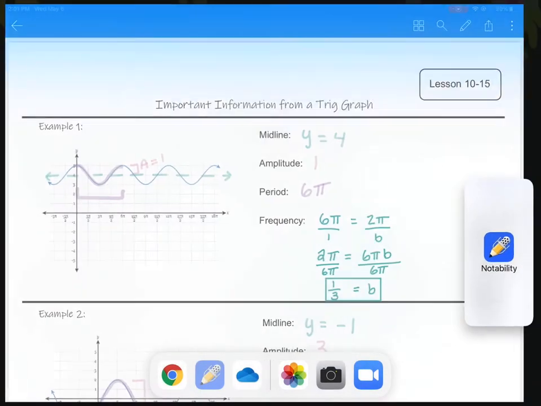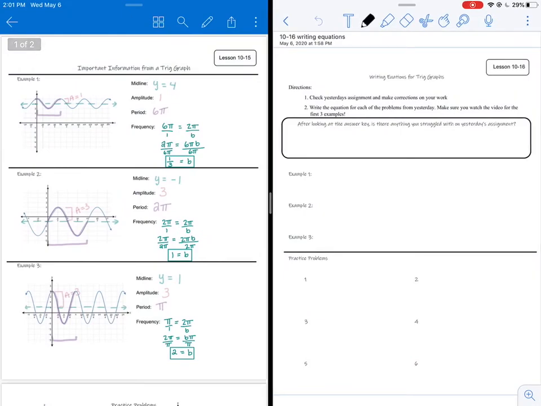Now, for today, what we're going to do is not do new problems. We're going to work on these same problems, but we're just going to add on to it. So for today, we are going to write equations for these trig graphs. So let's take a look at this first example. For this first example, I identified my midline, my amplitude, my period, and my frequency.